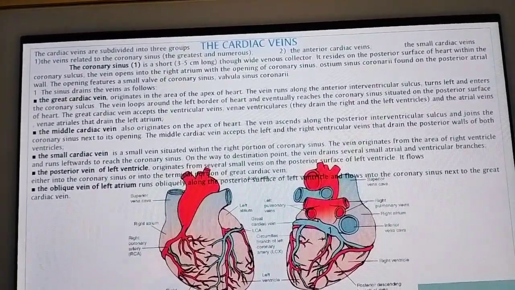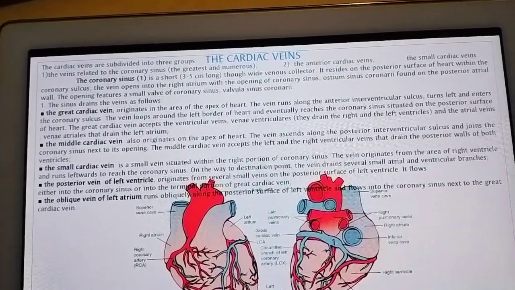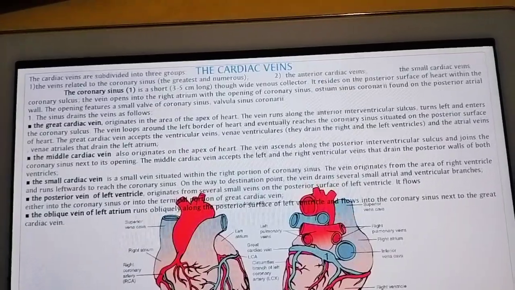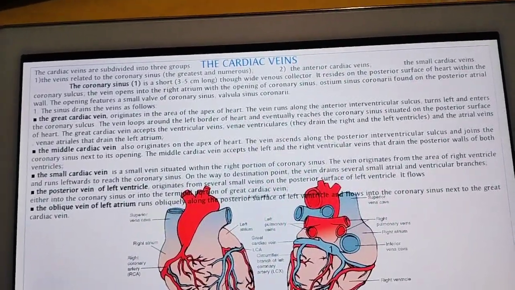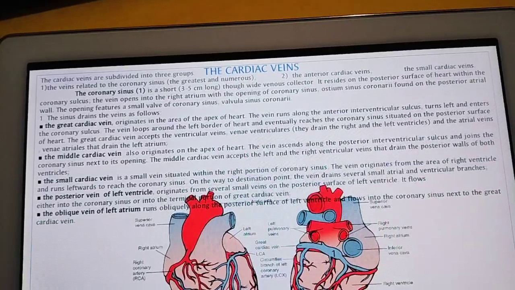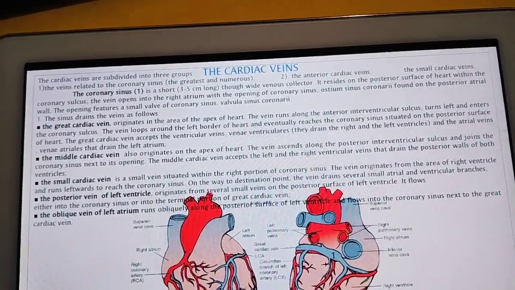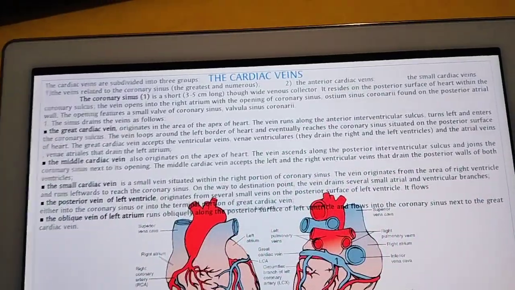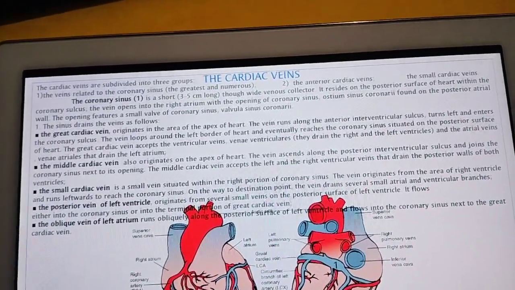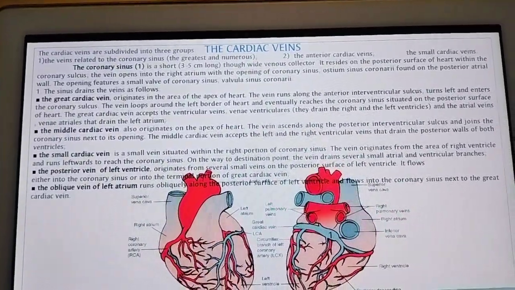And then the great cardiac vein takes some branches, called the venae ventriculares, or the ventricular veins. These are the small veins originating from the right and the left ventricle. So these veins drain into this great cardiac vein, and also veins from the left atrium, remember, not the right atrium. From the left atrium there are also small branches that are collected, called the venae atriales, and these branches come and join this great cardiac vein. Okay.